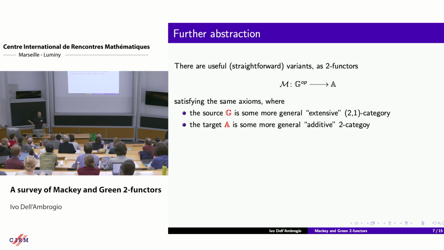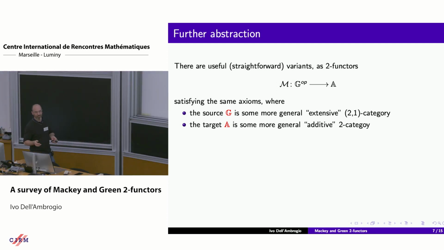I don't want to go into details, but if you have already heard, if you know what an extensive category is, maybe you know that you can always do the ordinary category of Mackey functors on an extensive category. If you know what additive means, you probably know what an additive 2 category should have, like some direct sums of objects and 1 morphisms and sums of maps, everything nicely preserved. So no mystery there.